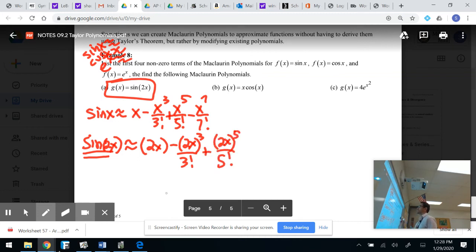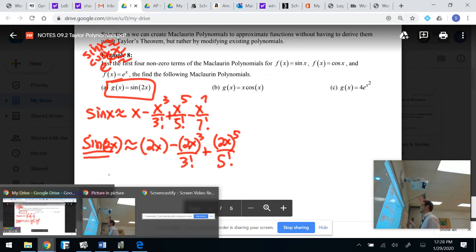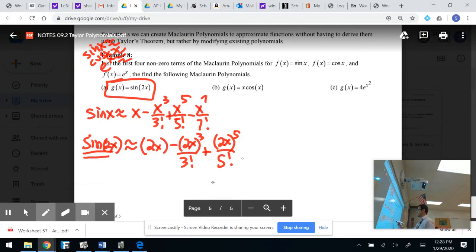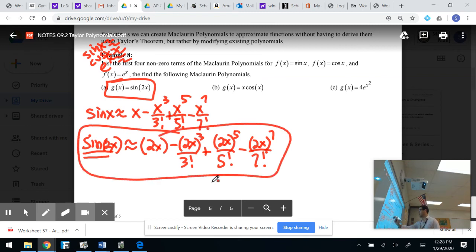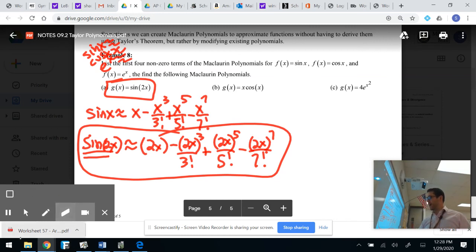And this one didn't say 4th degree, right? This one said 4 non-zero terms. 1, 2, 3, and I need a 4th one. Okay? And that is it, believe it or not. You could simplify if you wanted a little bit, but there you go. I'm going to erase it because I need some room, but that's all you have to do for that one. Hopefully you have an idea of how to do the next one.